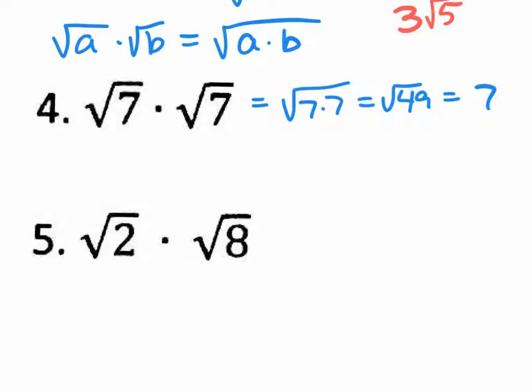Now, that's not the only way you could do it. I mean, you got to ask yourself, could I simplify this? No. Could I simplify this? Yeah, I could break it down to 4 times 2. But instead of that, let's use this key concept backwards, right? Let's take these separate roots and put them together and multiply them.